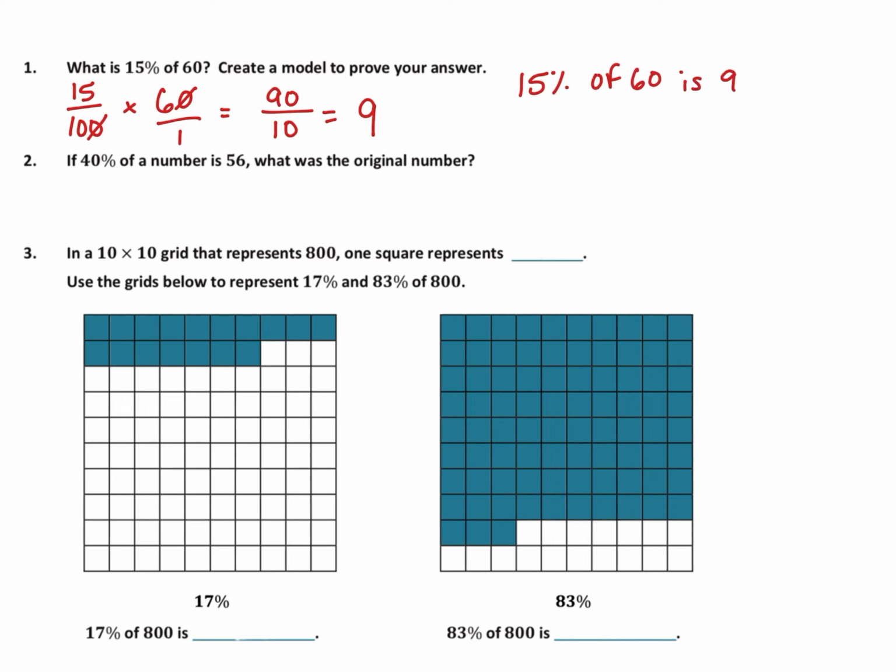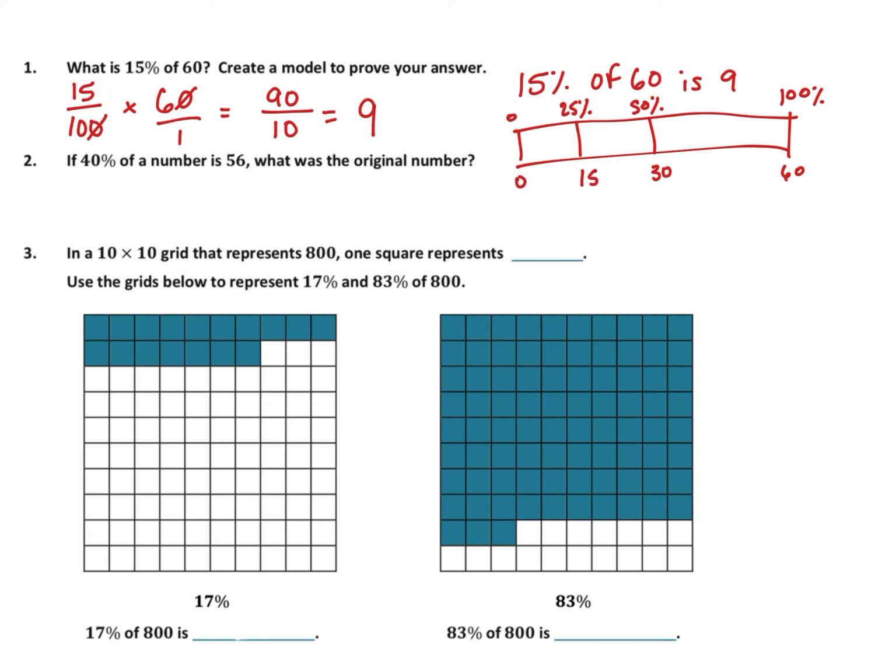A model that you could use to represent this is the double number line, where 100% would be 60. 50% would be 30. 25% would be 15. Then we would have to break it up by 5s in that section.